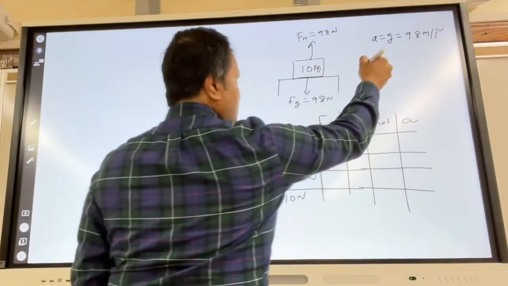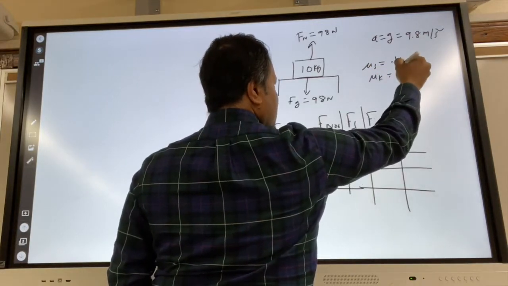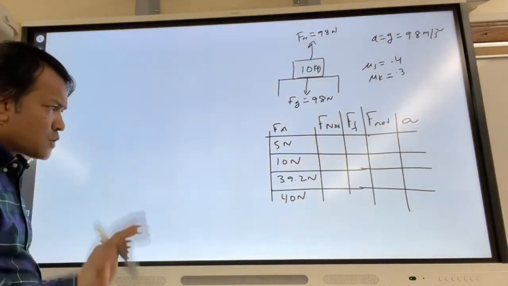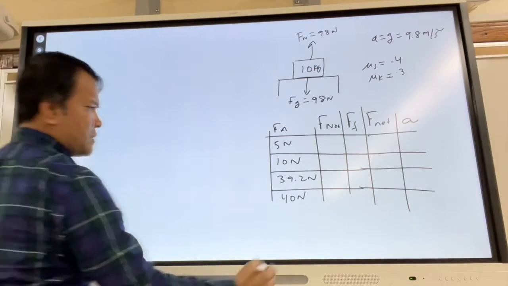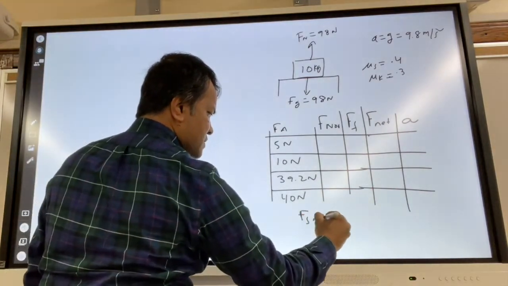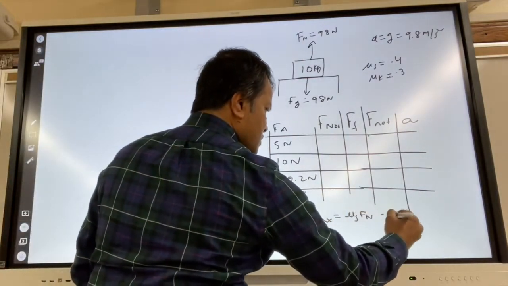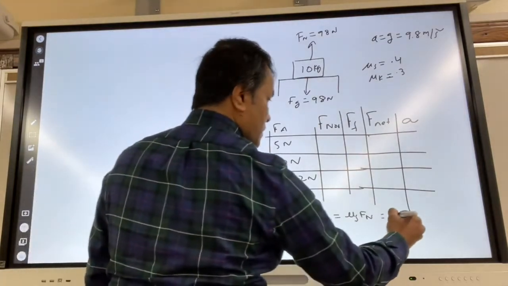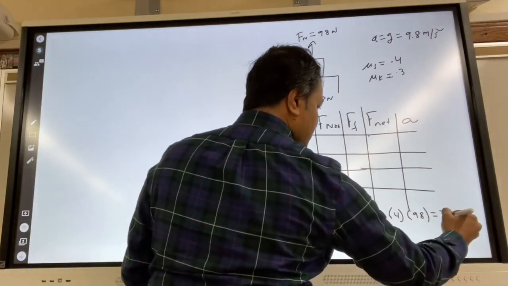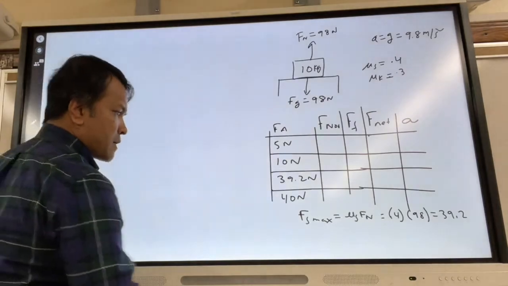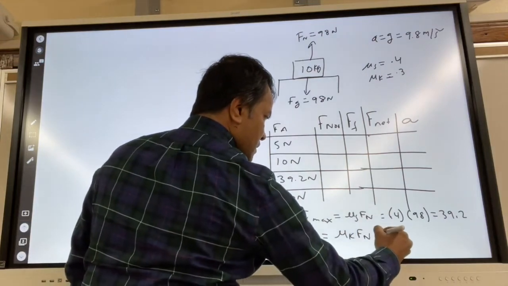Now, let's put mu s is 0.4 and mu k is 0.3. Okay, so let's see the maximum possible friction. Maximum possible friction would be Fs max. What? Mu s Fn. So mu s is 0.4 and Fn is 98. So that is 39.2. All right, now kinetic friction, mu k Fn, and that would be 0.3 times 98.